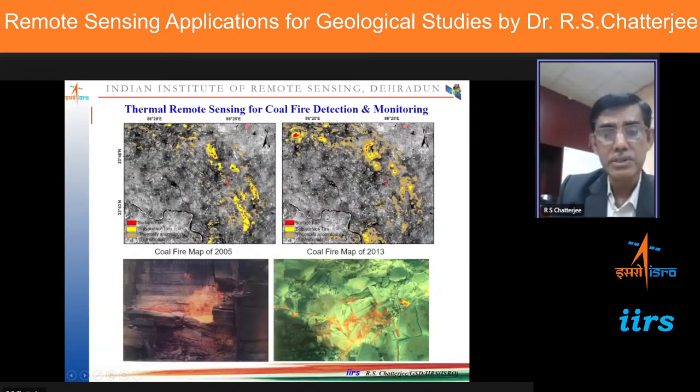And here is how we did it. This is the 2005 surface and subsurface coal fire, and the 2013 surface and subsurface coal fire. You see this is the same fire, an analog photograph. In the 1990s this photograph was taken, and this is later, but this is the debris fire.